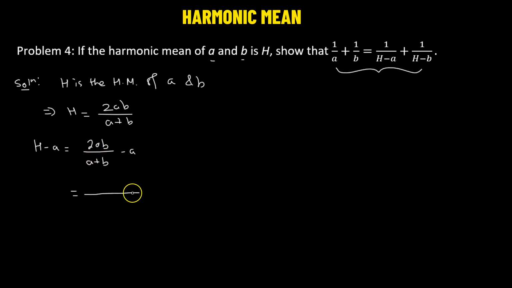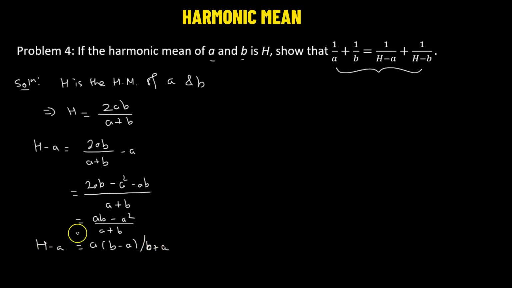So this will be equal to, our common denominator will be a plus b. Then in the numerator we have 2ab minus, so a times a plus b will be a squared plus ab. So that gives us the value ab minus a squared divided by a plus b. In the numerator, if we take a as the common factor, we have a times b minus a, whole divided by b plus a. So that's the value of h minus a.